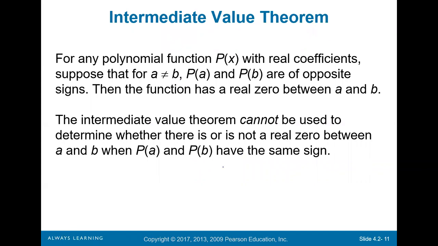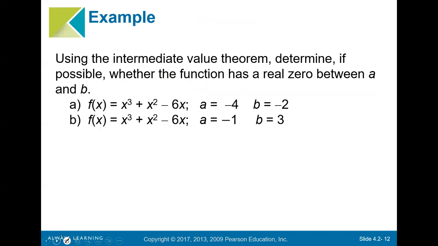So it says for any polynomial function p of x with real coefficients, suppose that for a not equal to b, p of a and p of b are of opposite signs. Then the function has a real zero between a and b. The intermediate value theorem cannot be used to determine whether there is or is not a real zero between a and b when p of a and p of b have the same sign.